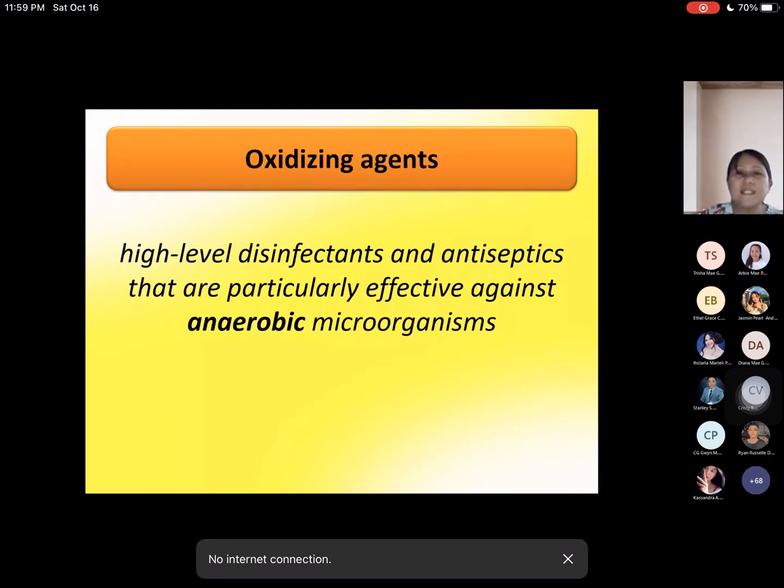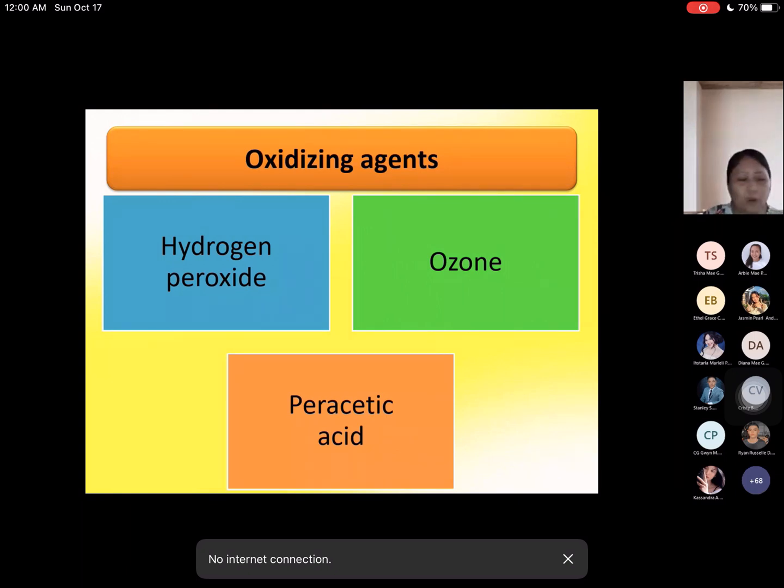For the oxidizing agents, they are high-level disinfectants and antiseptics that are particularly effective against anaerobic microorganisms. When you say they are particularly effective against anaerobic microorganisms, those are microorganisms that don't need oxygen to survive. Examples of oxidizing agents are the following. We have the hydrogen peroxide.